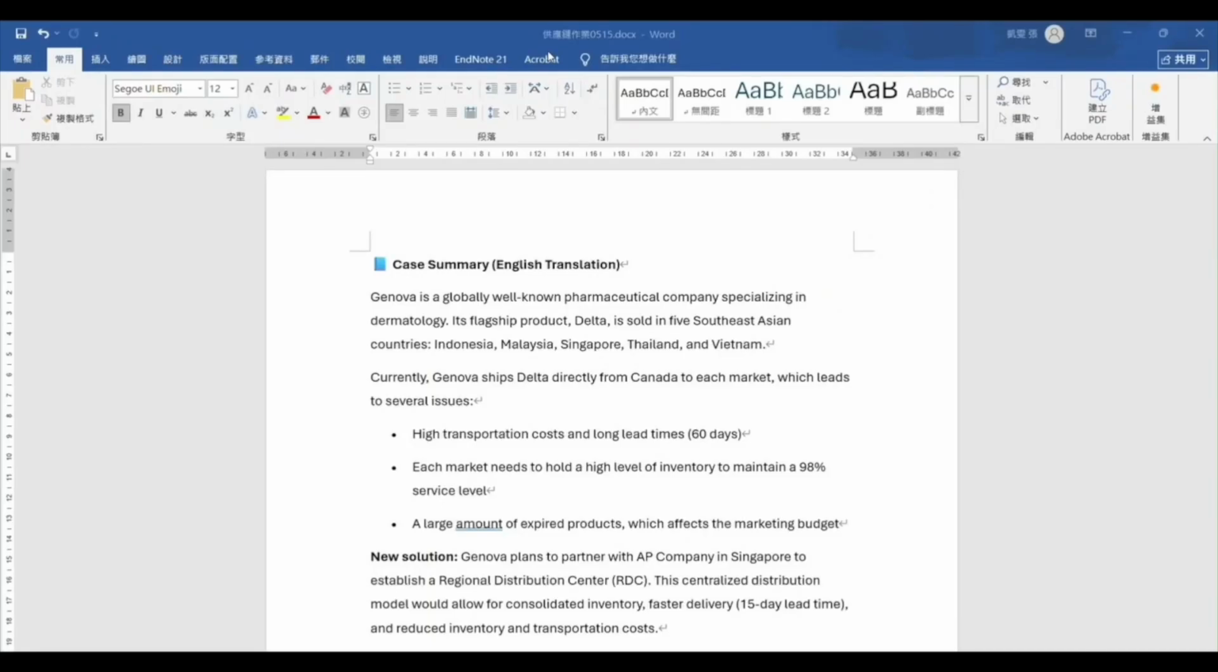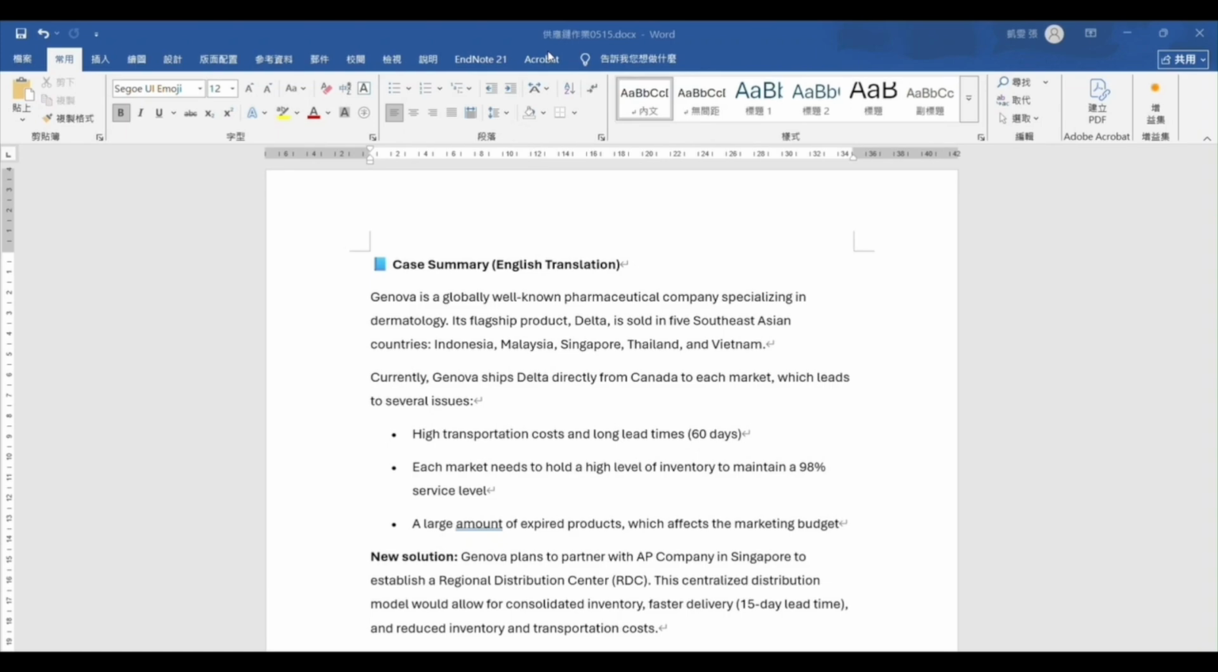Hi everyone, Genova is a global leader in dermatology, and its main product Delta is sold in 5 Southeast Asia countries. Currently, Genova ships Delta directly from Canada to each market, but this causes several problems: high shipping costs, long delivery times around 60 days, and large inventories in each country to maintain a 98% service level.